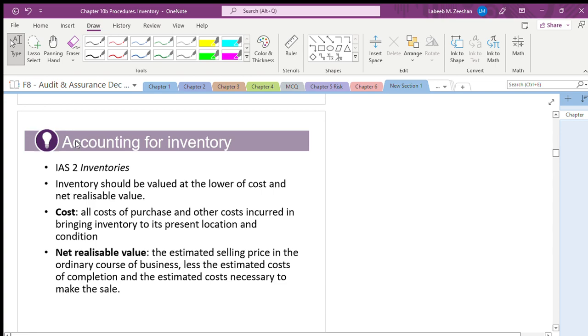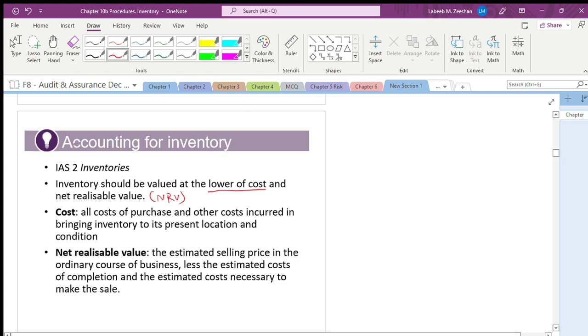What is inventory? Now you have a very clear way of understanding. Inventory should be valued at the lower of cost or net realizable value. This is what the rule says. In short, we can write it as NRV.